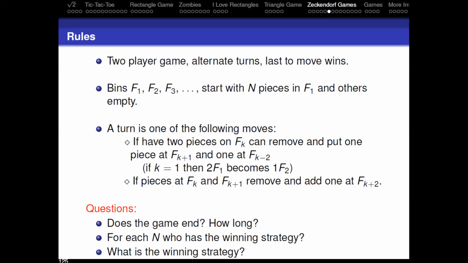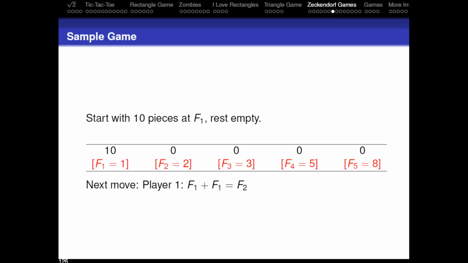There are a couple of questions you can ask. Does the game end? And if so, how long does it take? For each n, who has the winning strategy? And what is the winning strategy? We can answer some of these questions, but not all. And I'm hoping that you and your friends will be able to answer some of these open ones.